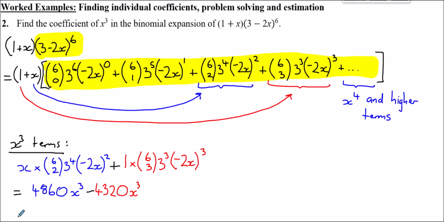So overall, that's going to give us 4860 minus 4320. That's going to give us 540x cubed. In other words, the coefficient of x cubed is 540 in that expansion.